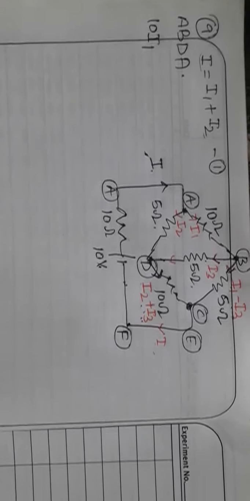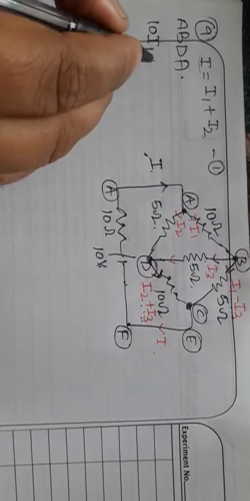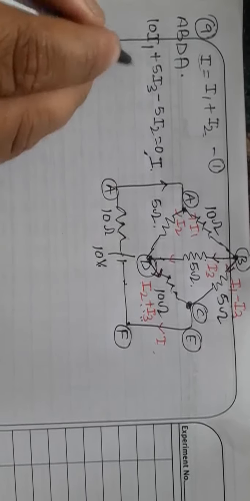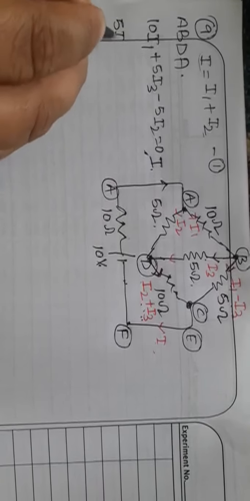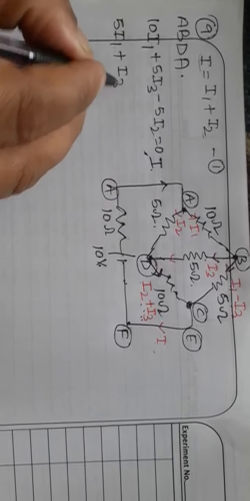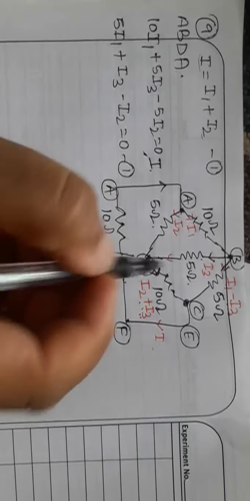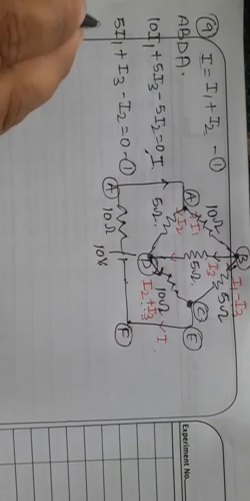Let us first apply the loop rule in ABDA. So it will be 10 I1, then move to this side, plus 5 I3, move to this side, minus 5 I2 equal to 0. Divided by 5 on both sides, you get 5 I1 plus I3 minus I2 equal to 0, equation number 1. Clear?